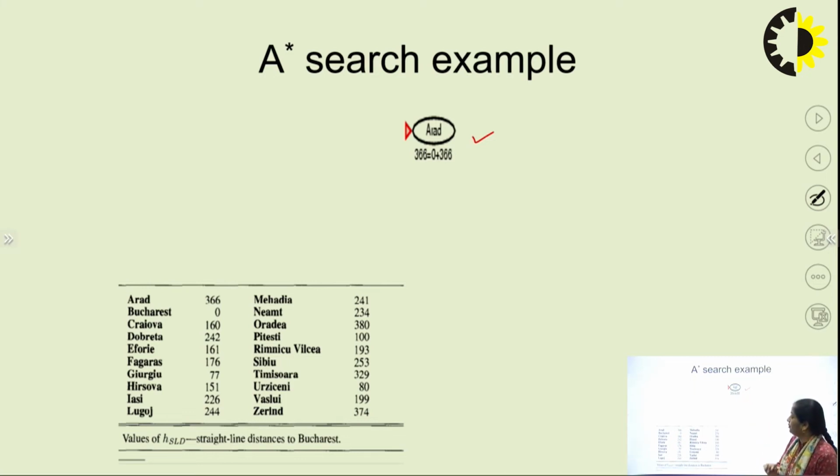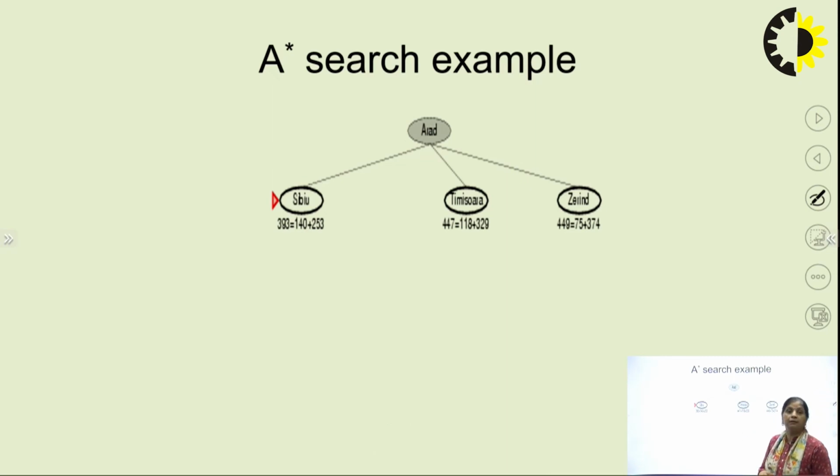Now see what we will do here. What is the straight-line distance from here to Bucharest? That is 366. And what is the cost paid from Arad to Arad? That is definitely 0. So the total cost here is 366. So we will explore it. This is the only state, and it has not yet reached the goal. These are the neighbor states: Sibiu, Timisoara and Zerind.